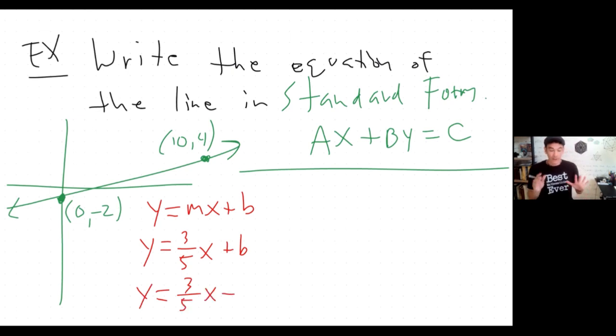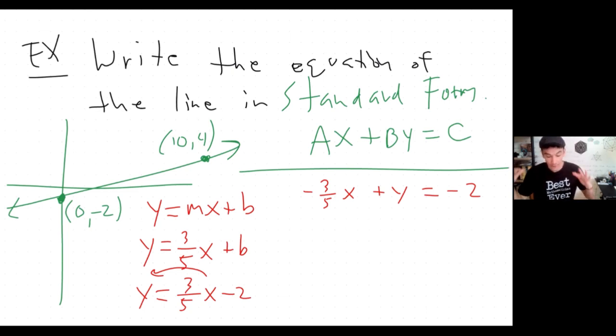Y equals 3/5x minus 2. Now, to turn this into standard form, observe that in standard form, your x's and your y's are both on the left-hand side. So in our y equals mx plus b, how about we subtract the 3/5 x to the other side? So it would become minus 3/5 x plus y equals -2. So we have the correct order. X is first, then the y's, and then the constant c by itself over there.